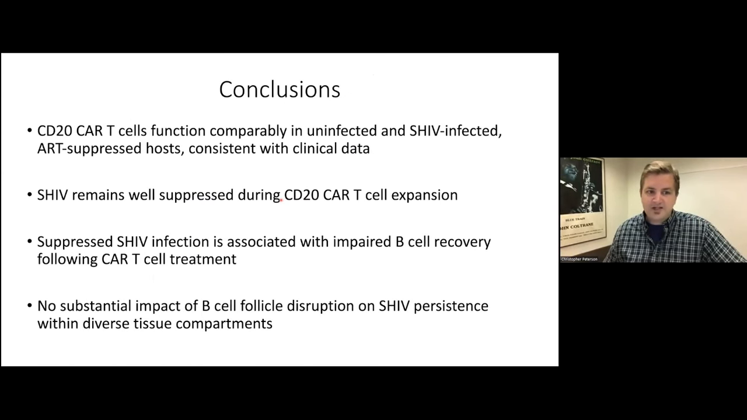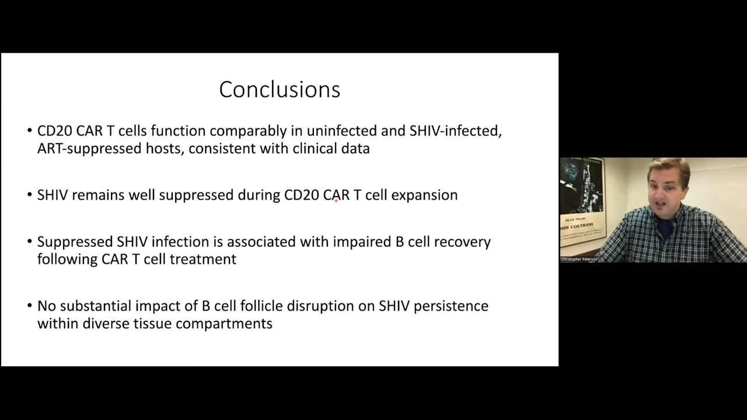So the conclusions then from the study is that the CD20 CAR T cells that we tested out in our monkey model function comparably, both in uninfected animals and SHIV-infected ART-suppressed hosts. This is consistent with a surprisingly limited amount of clinical data looking at CAR T cell therapy in people living with HIV. And one of the themes that I like to get across is I think there's a lot more to be learned. We saw that SHIV remained well suppressed during the CAR T cell expansion. You might imagine that by depleting all these B cells, including virus-specific B cells, we might see a reactivation of the virus even in the presence of ART, but we did not. So the viremia in these animals stayed well suppressed.